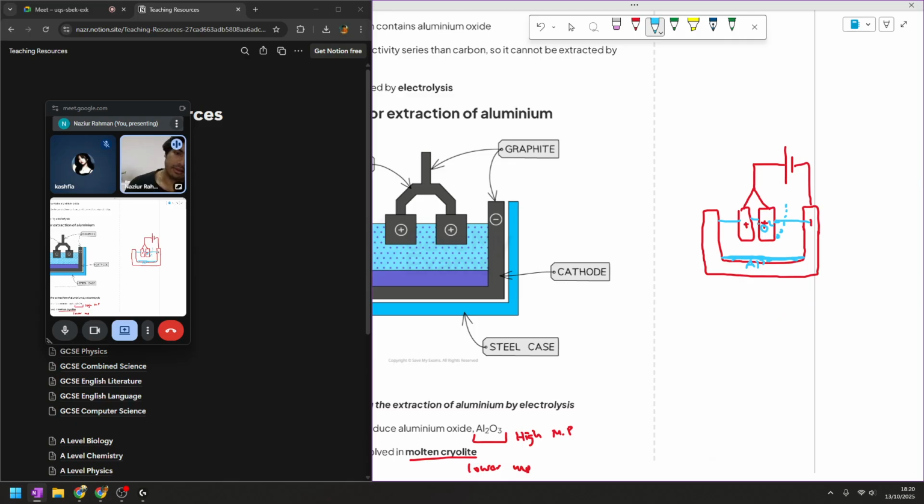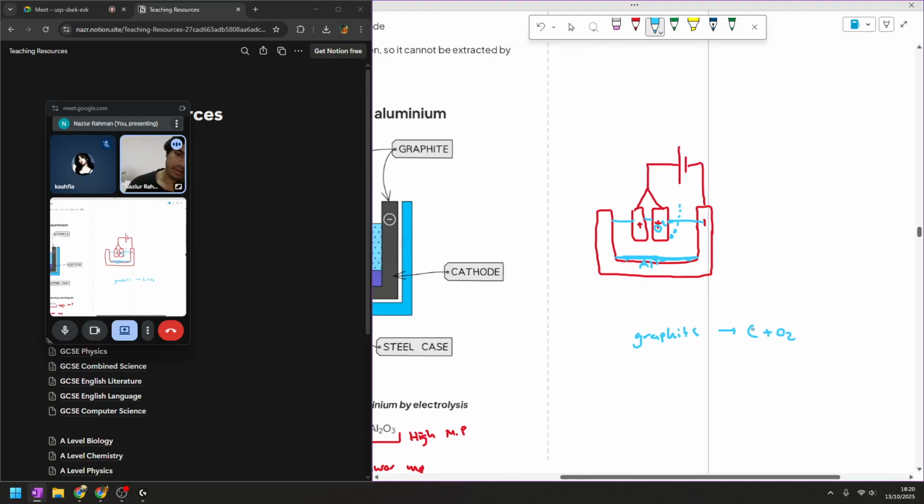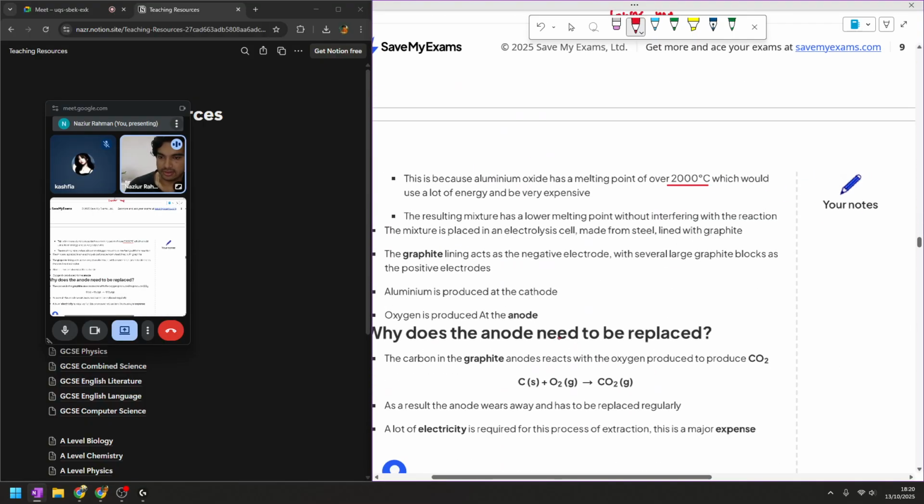At the positive electrode, you get oxygen, and the electrodes are made of graphite. If you remember, graphite is just made of carbon. So if you make oxygen and you have high temperatures because you have to melt the aluminium oxide, then the carbon and oxygen will react with each other and make carbon dioxide. Over time, the carbon on the electrodes gets used up by the oxygen. This is why these electrodes need to be replaced.